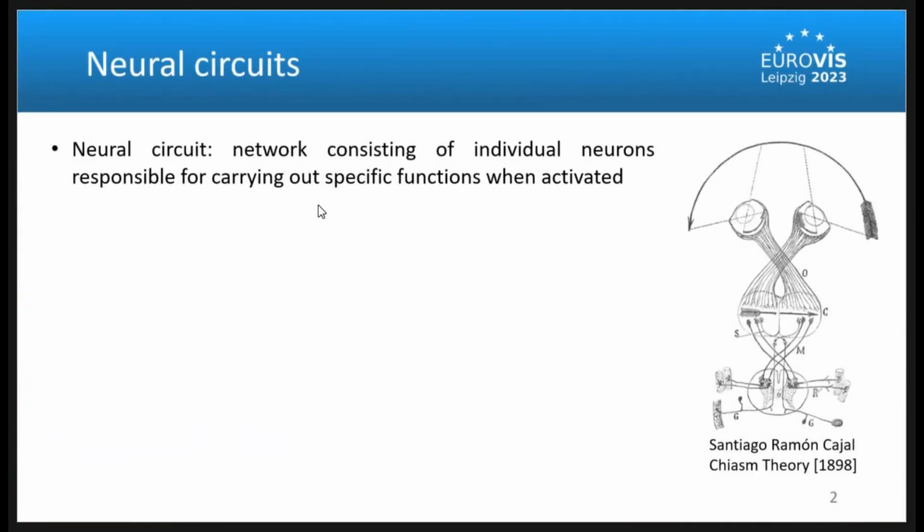Let's start with the definition of the neural circuit. It's a collection of neurons connected by synapses that together perform specific functions when activated. On the right hand side, you see one of Cajal's drawings, which shows the contralateral organization of the forebrain. In modern terms, Cajal's drawing would be called a neural circuit.